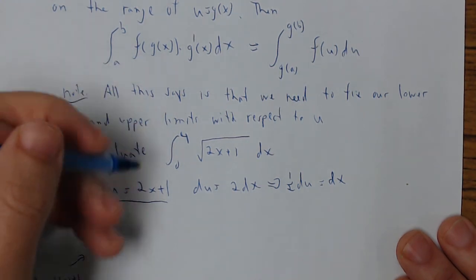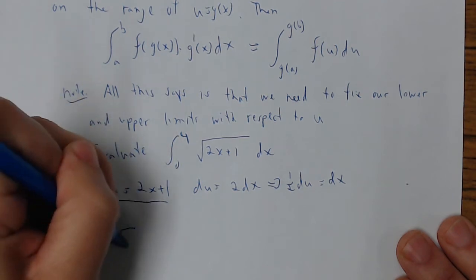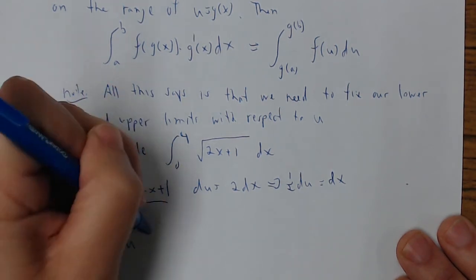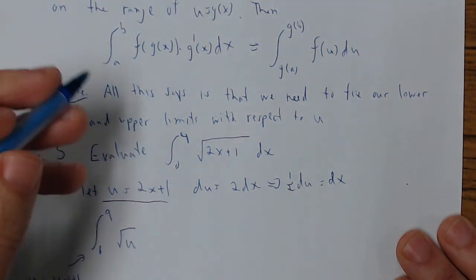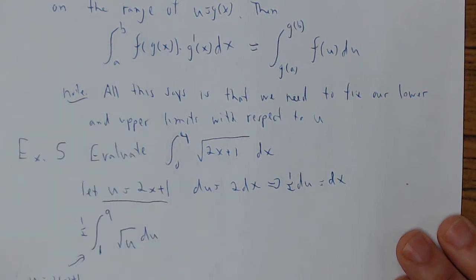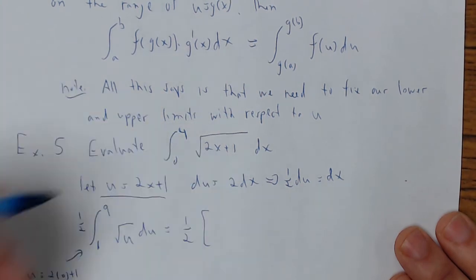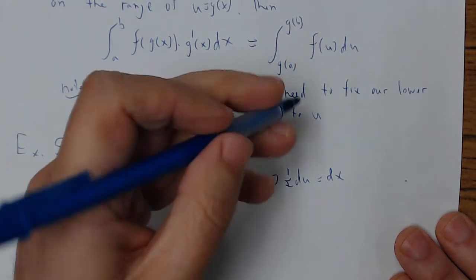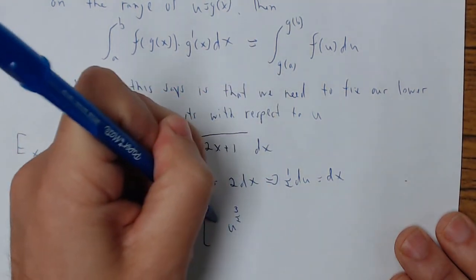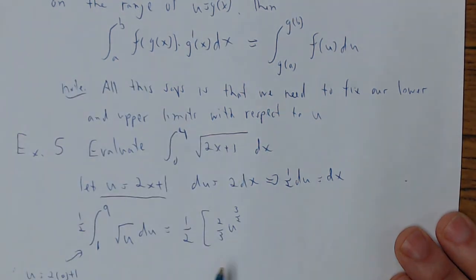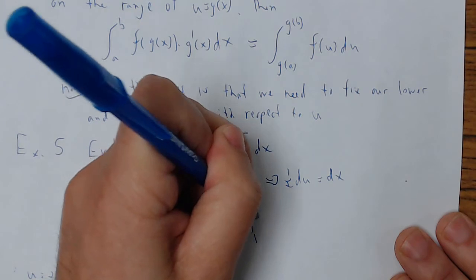The rest is what we did earlier. So this becomes what? Square root of u and 1/2 du. So I'll put the 1/2 out front, du. And there you have it. So now I can find the antiderivative. This is 1/2 times the antiderivative of square root of u, which is what? u to the 3/2 times 2/3. And remember, since this is a definite integral, I don't have to put the plus c, and it's from 1 to 9.